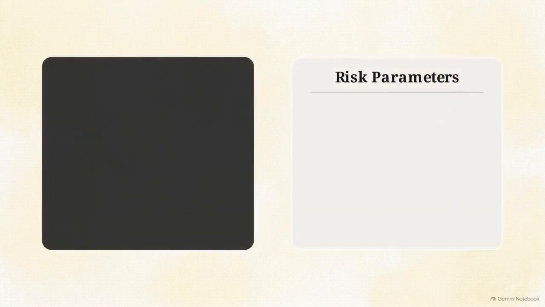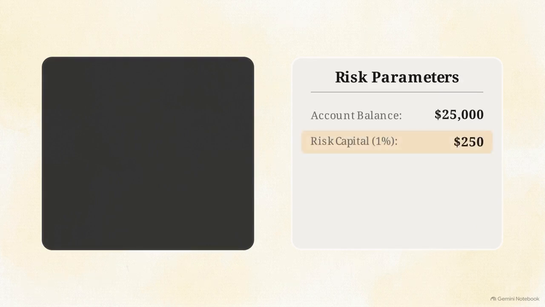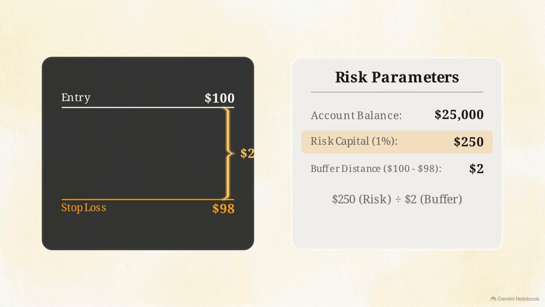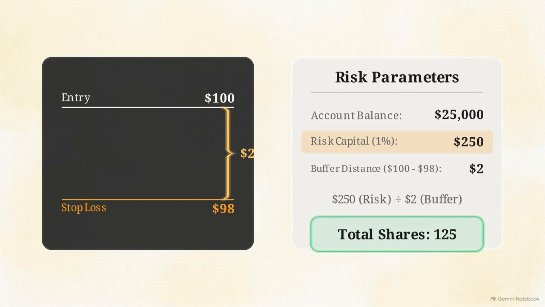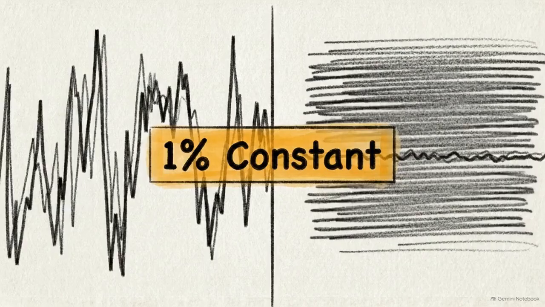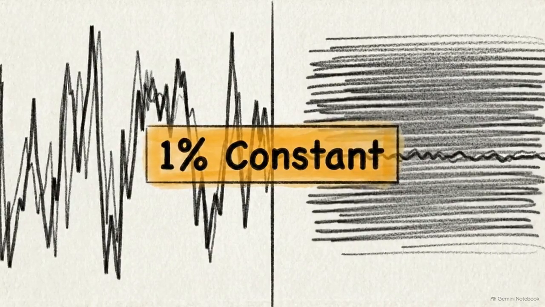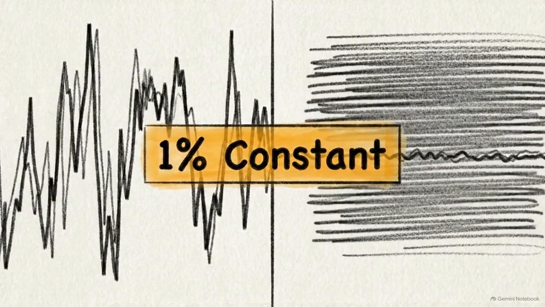Here is the exact math for a $25,000 account. Your 1% risk is $250. If your entry is $100 and your ATR calculated stop loss sits at $98, the buffer distance is $2. Divide your $250 risk by that $2 distance, and your exact position size is 125 shares. This sizing algorithm allows you to risk the exact same percentage of capital on a hyper-volatile asset as you do on a sluggish blue-chip stock.